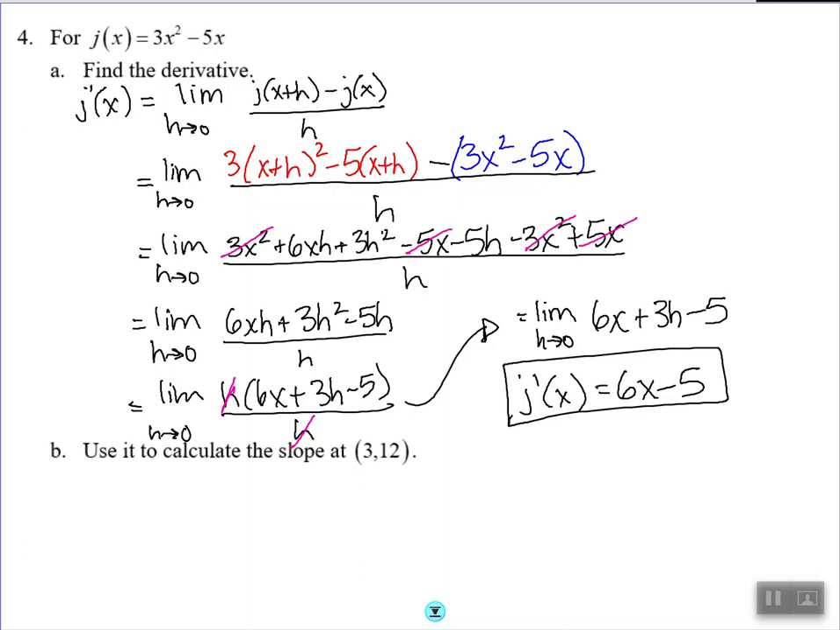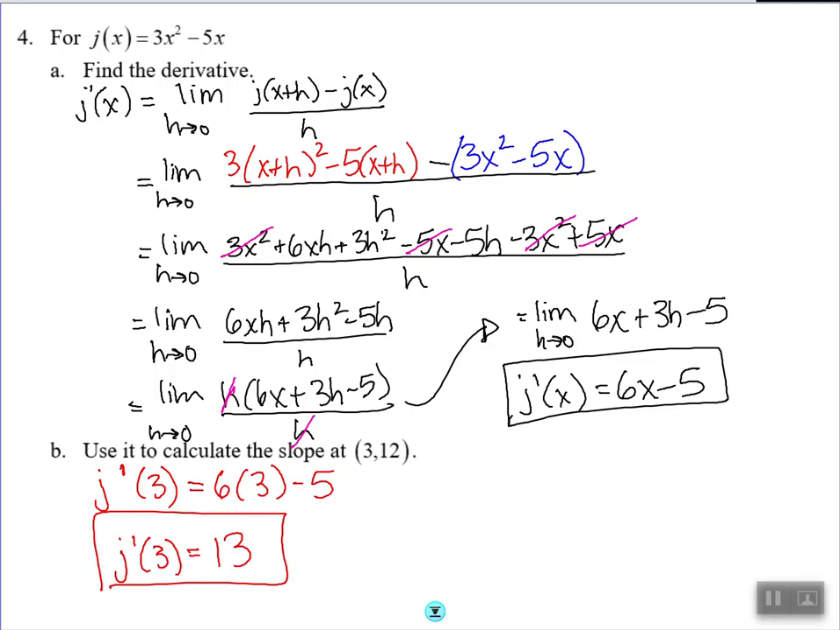Lastly, I want to use this function to calculate the slope of j of x at the point 3, 12. So I have that j prime of 3, or the slope at 3, is equal to 6 times 3 minus 5, which is 18 minus 5, which is 13. So if I graphed j of x, the slope of the tangent line at the point 3, 12 would be 13.